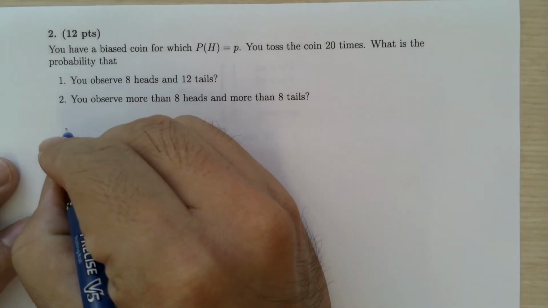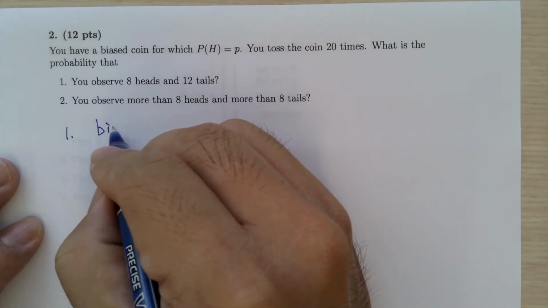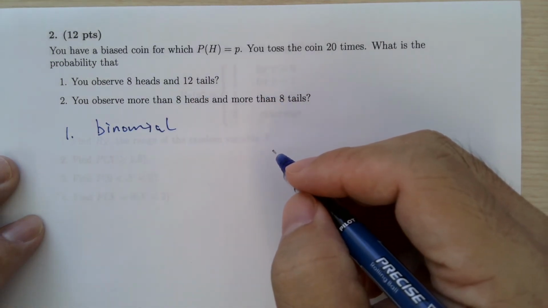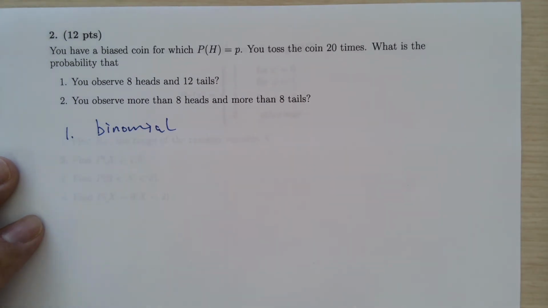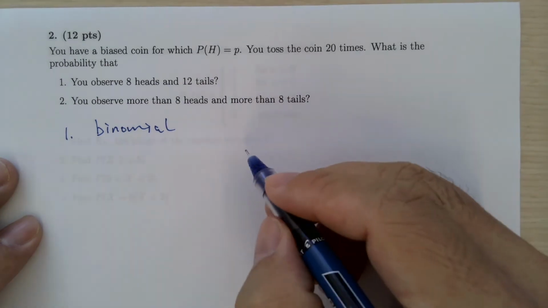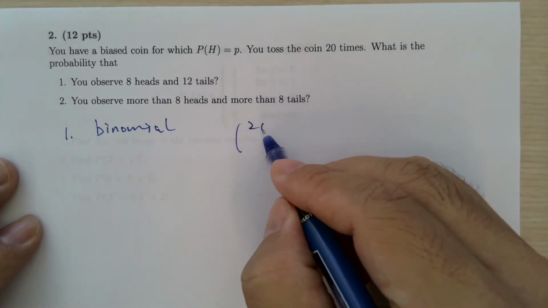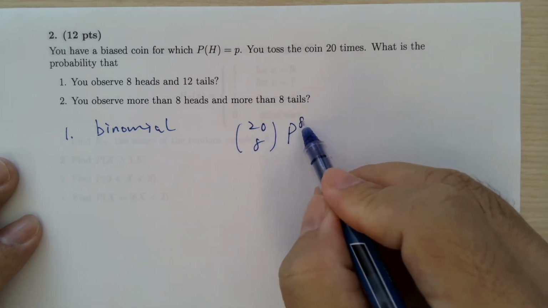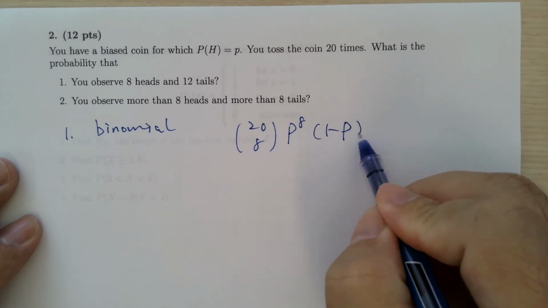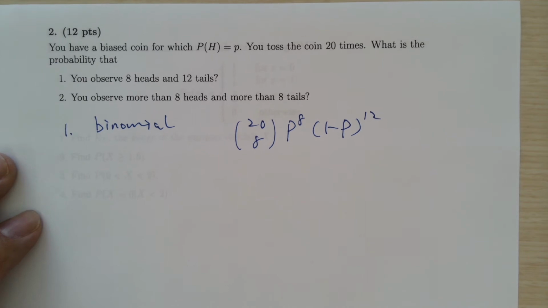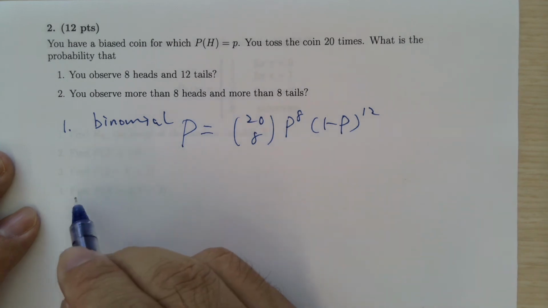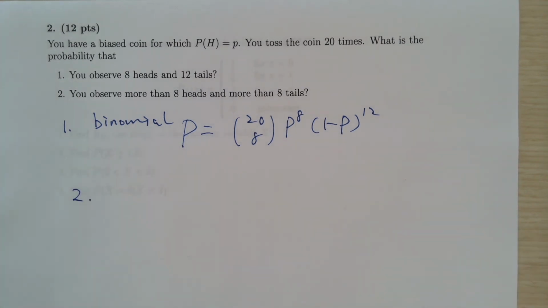So part 1, don't you agree that it's a binomial, right? It's a binomial experiment. So basically, we're going to have 20 choose 8 times p to the power 8, times 1 minus p to the power of 12, right? So that's the probability here.